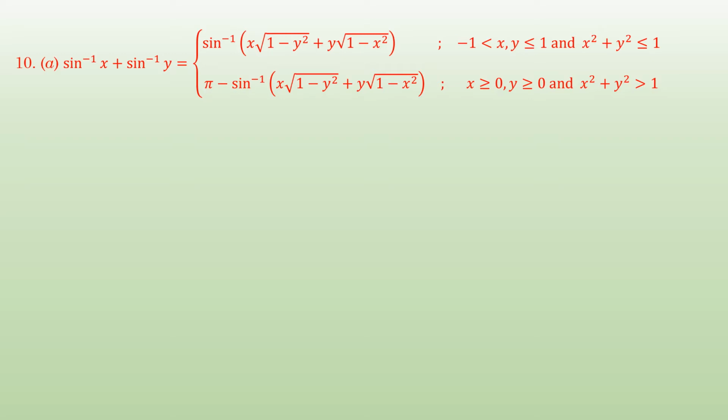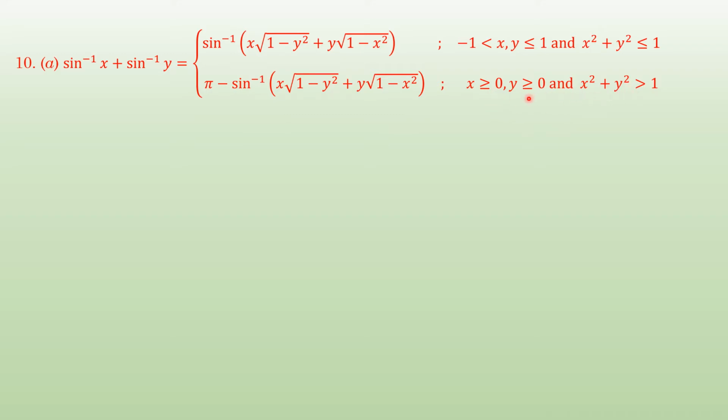And here property number 10 tells us that sin inverse x plus sin inverse y is equal to, there are two different formulas given under certain conditions on x. This is the principal branch condition. Actually x and y are between -1 and 1, and x square plus y square is less than 1. This is representing the principal branch, and it is equal to pi minus this one under these conditions.